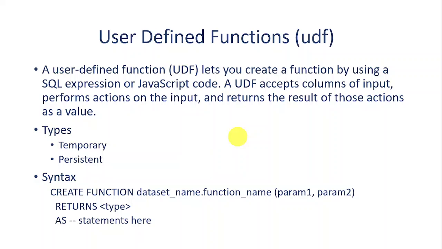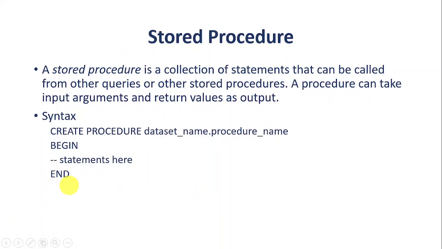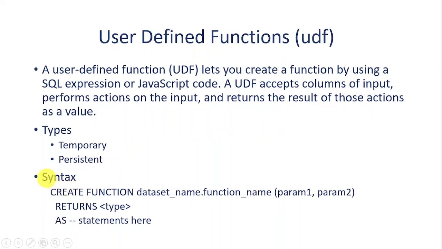A user-defined function can be of two types, temporary or persistent. The difference between the two is not much in terms of how we create or define them. The syntax is pretty much the same. The difference is the scope. The scope of a temporary function is a single query. So let's look at the syntax. Let me go back. If you look at the bottom, this is the syntax.